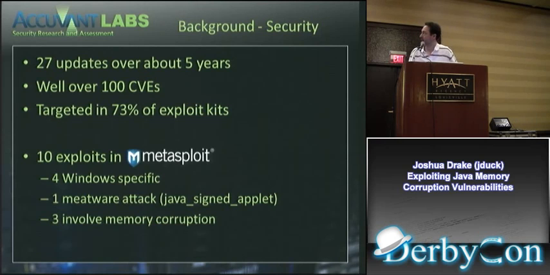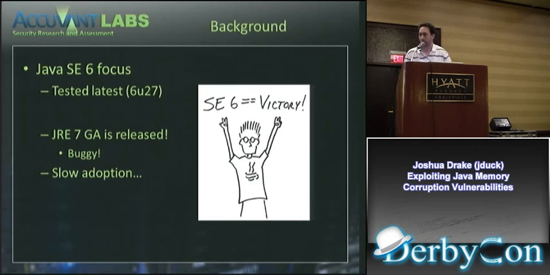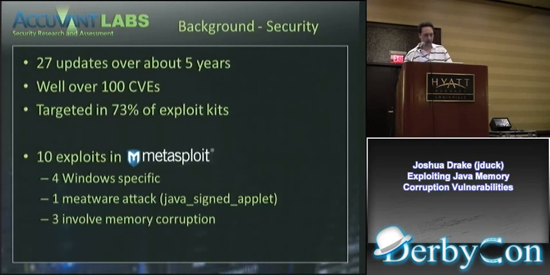6 had 27 updates. I think they're working on 29. There's a pre-release for 29 out now. But 5 years it's been out. Oh, by the way, this picture actually came from the blog post when they released 6. They were like, yay. But I thought it fit better in here for some reason. So over 100 CVEs. I think if you search the CVE database, it's something like 147 CVEs just for JRE 6 alone. In 73% of exploit kits, it's targeted.